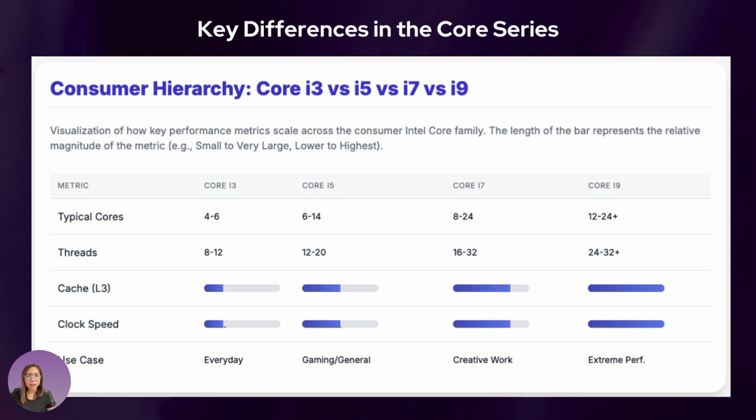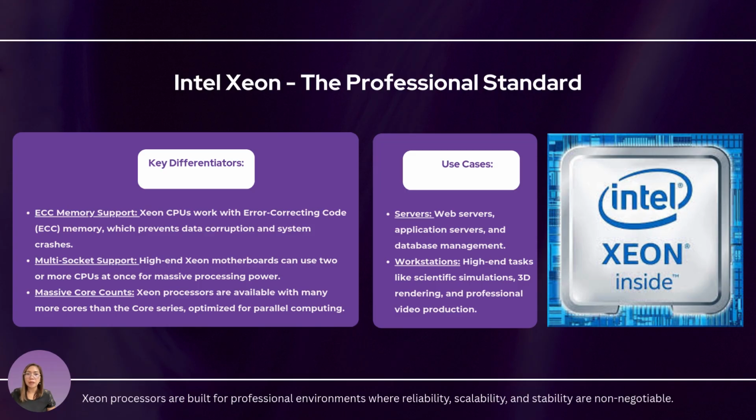So for use cases, i3 is for everyday, i5 is recommended for gaming and general use, Core i7 is for creative work, and Core i9 is for extreme performance. So now let's turn our attention to the Xeon family. While the Core chips are for consumers, Xeon processors are the professional standard for servers, data centers, and high end workstations.